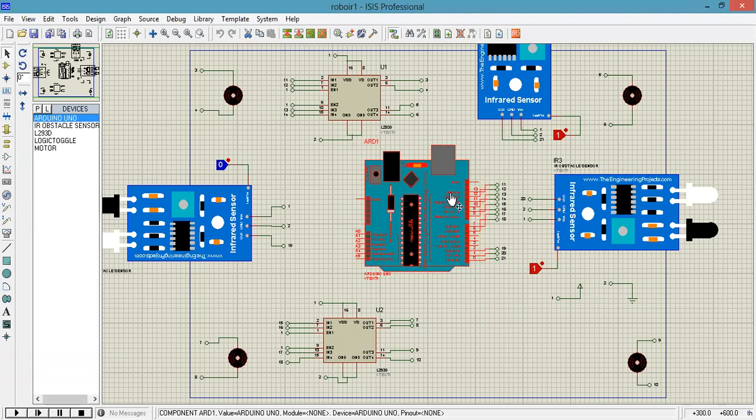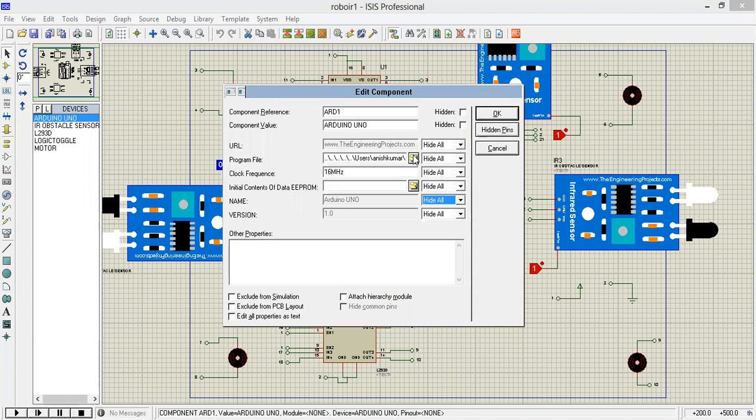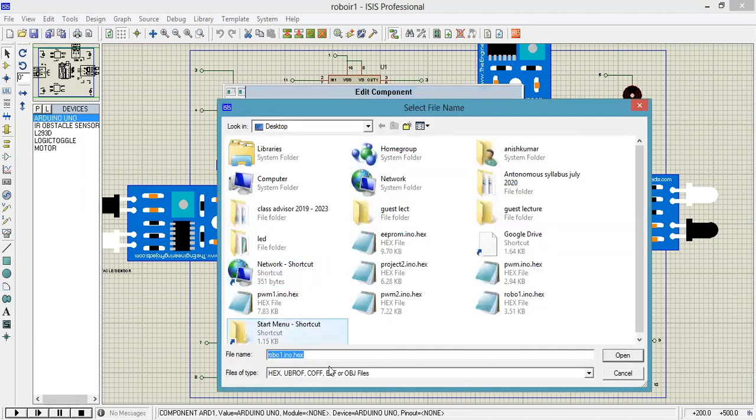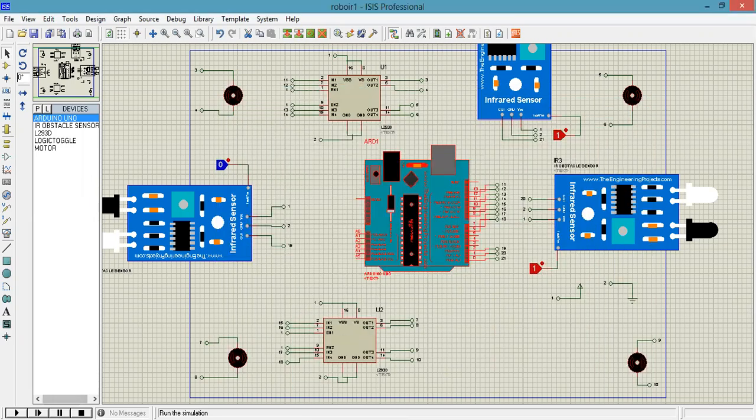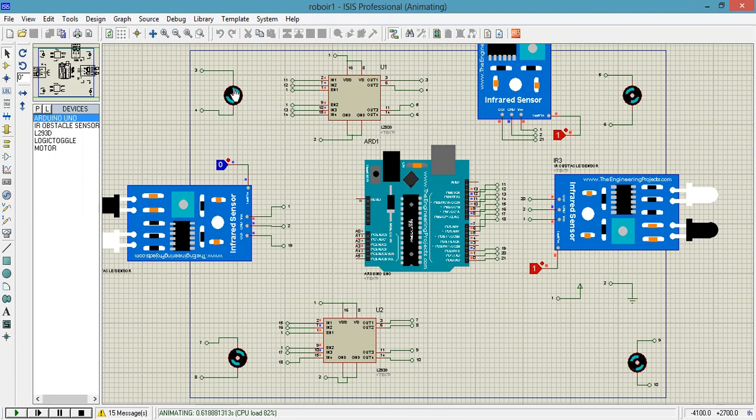Double click the Arduino controller. There is a Robo1 program. Next click play. You see here, this motor is rotating in clockwise direction. This is rotating in clockwise direction, and these two motors are rotating in anti-clockwise direction. You can write the program by different methods.